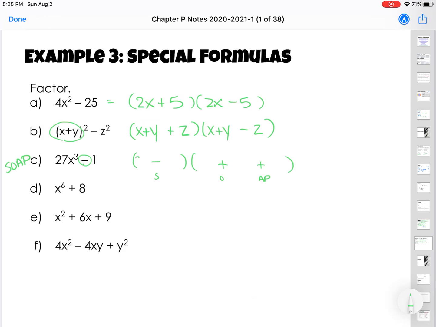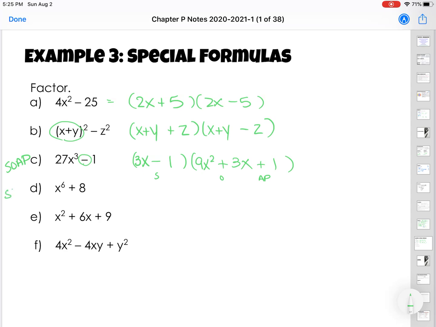What is the cube root of 27x to the third power? Cube root of 27 is 3, so 3x. What is the cube root of 1? Well, 1. Now what I'm going to do is square both of those terms. 3x squared is 9x squared. 1 squared is 1, and those are the outside. Inside, I'm going to multiply the 3x times the 1, and I'm done.